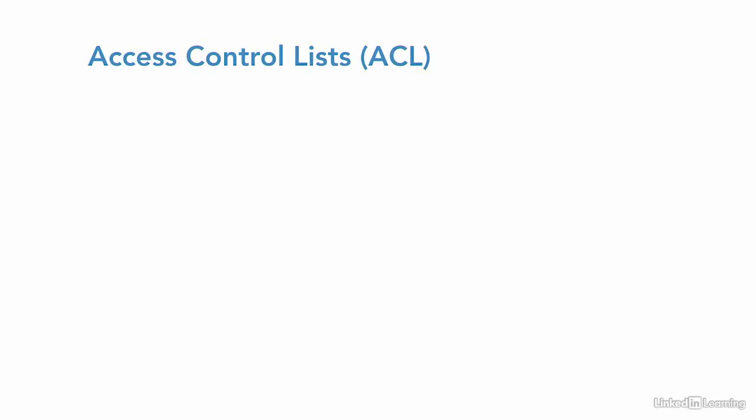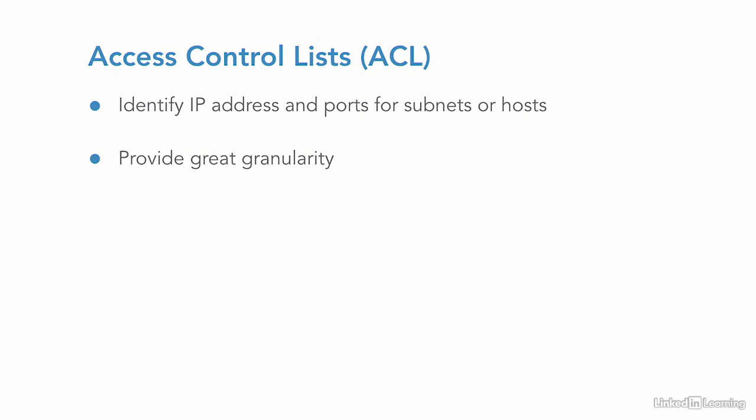Access control lists, or ACLs, are utilized to identify IP addresses and ports for subnets or hosts. So I can match subnet 100.64.0.0/24 going anywhere, or I can match host 100.64.0.1 accessing anything on port 80, or I could match 100.64.0.1 sourced from TCP port 5231 going to host 165.65.0.1 on TCP port 443. I can get quite granular if I need to.